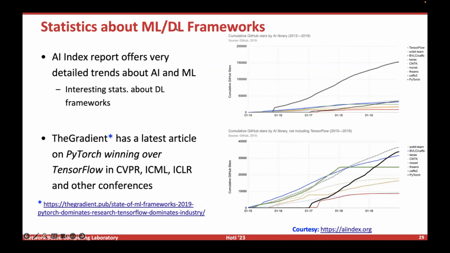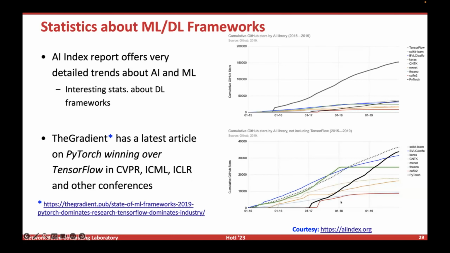So here are some of the statistics about ML and DL frameworks. This is a somewhat dated slide, but let's focus on the top graph here. This basically shows the cumulative GitHub stars for an AI library. And then we have a clear winner here. This top one here is basically the Google TensorFlow, right? And then at the bottom here, we have a variety of other DL frameworks.